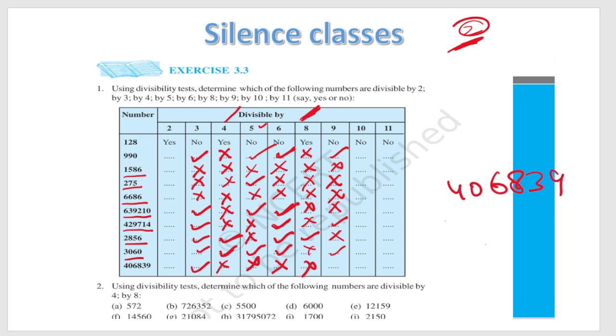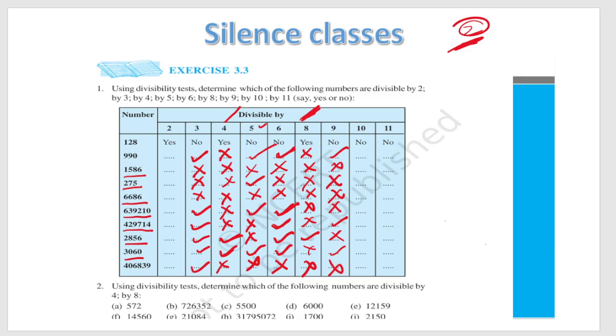Okay, it is as easy as that. 406839. What we have to do is 4 plus 0 plus 6 plus 8 plus 3 plus 9. 4 plus 6 is 10. 10 plus 8 is 18. 18 plus 3 is 21. 21 plus 9 is 30, and 30 is not divisible by 9, so this number is also not divisible by 9.